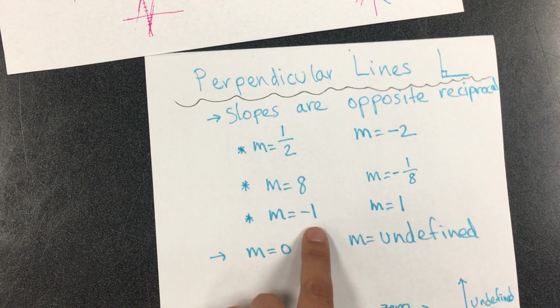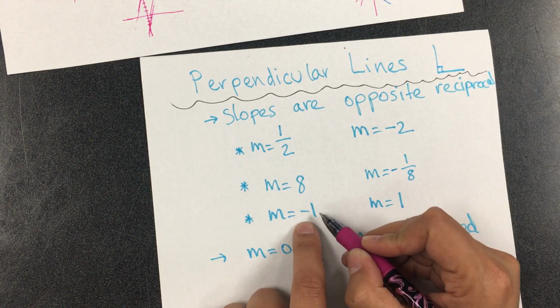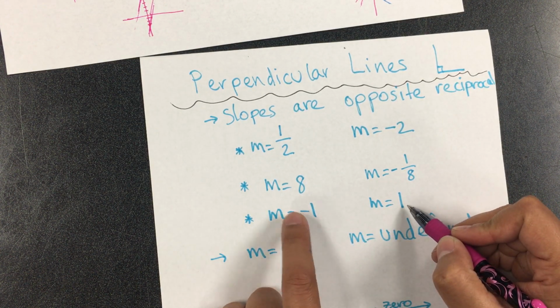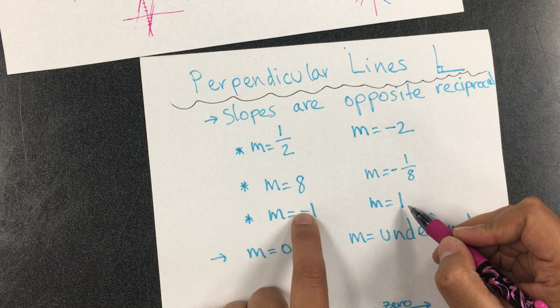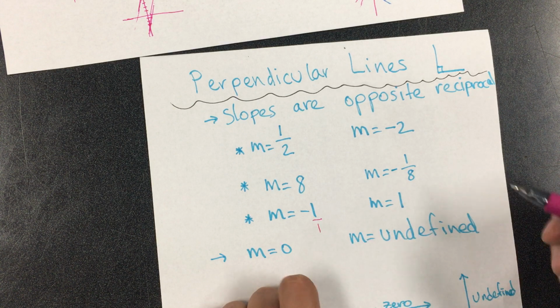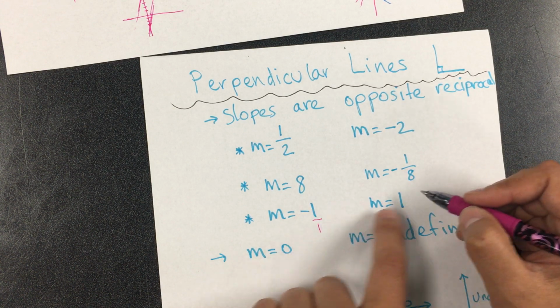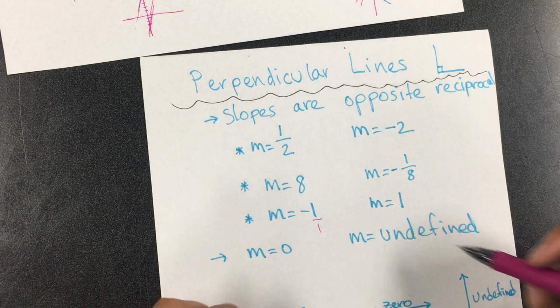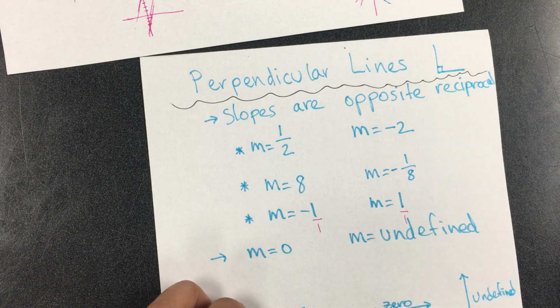The other one, which some people get confused with, is -1 and +1. So first of all, if you have a negative, the opposite is positive. But then in here, it's like having 1 over 1. And if you switch the numerator and denominator, it's like having 1 over 1.